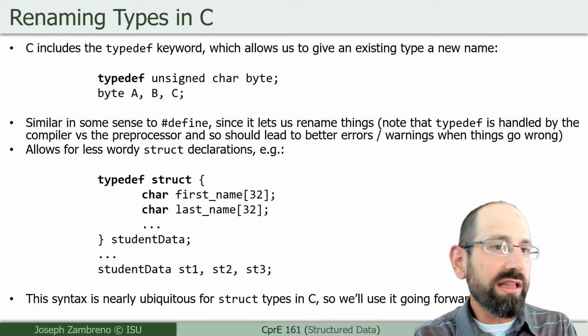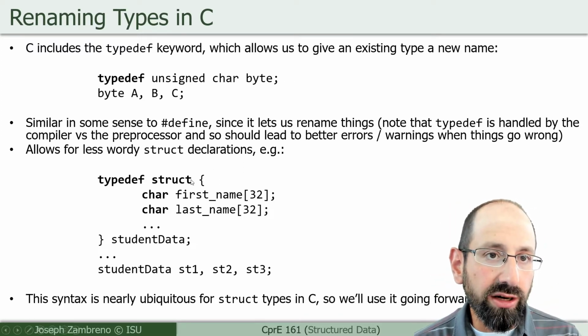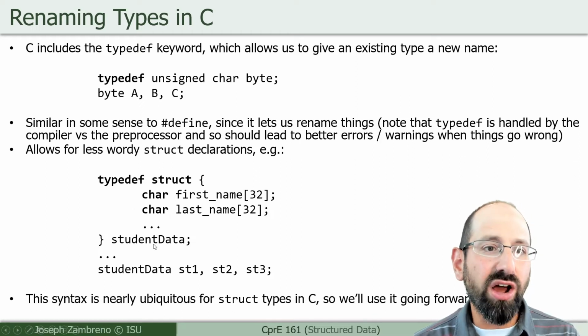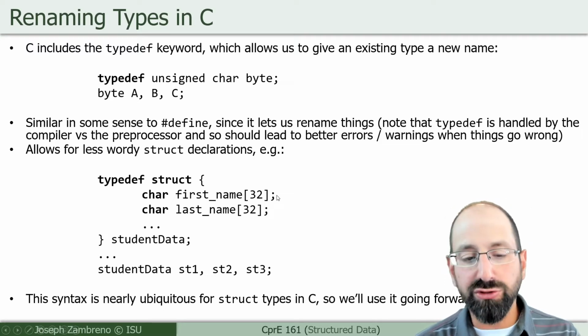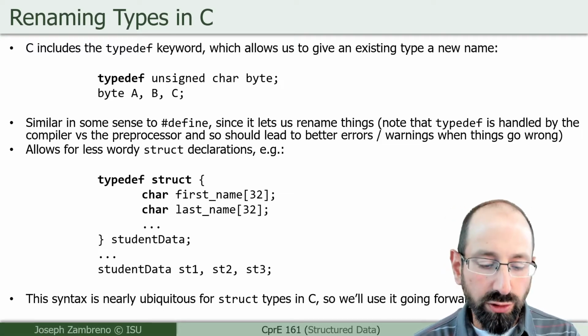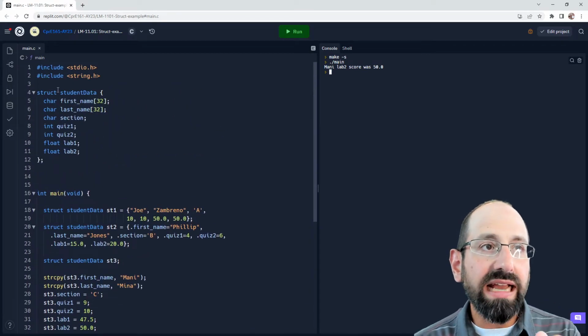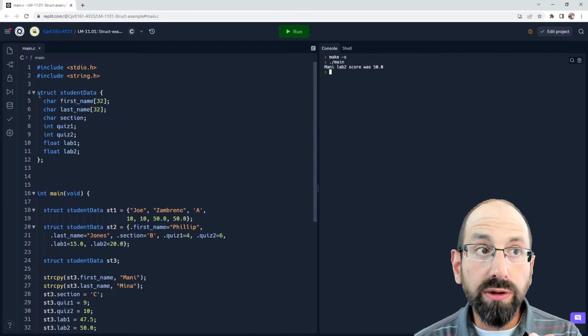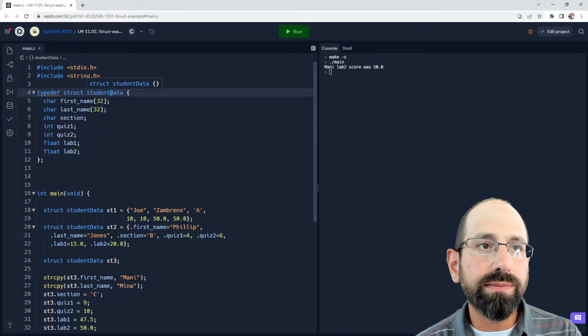So at the time of declaring our structure, we can actually say this structure we're declaring is actually going to be typedef to this other name called student data. This is pretty ubiquitous, pretty common for struct types in C. So we're actually going to use it going forward just to show in practice what that would mean. Again, this example was fine. There's nothing wrong with this code, but it's probably more common to instead typedef it.